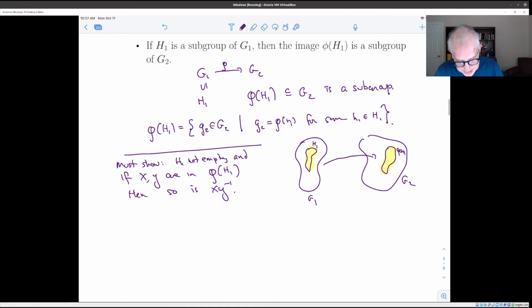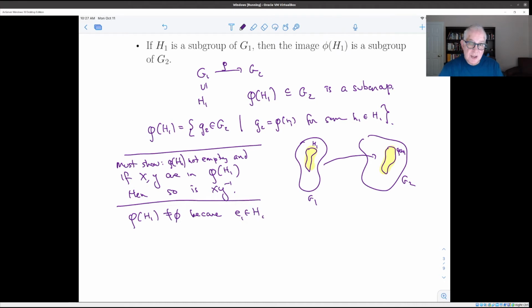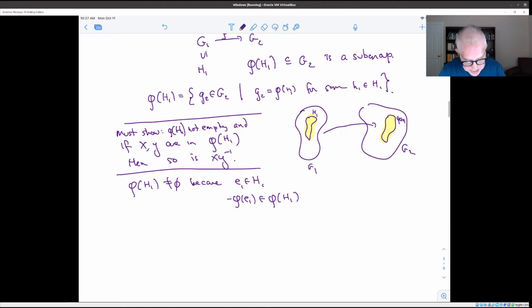So why is phi of H1 not empty? Because E1, the identity element of G1, is in H1, since H1 is a subgroup. And so phi of E1 is in phi of H1. So phi of H1 is not empty. It contains the identity element. Remember, this is E2.